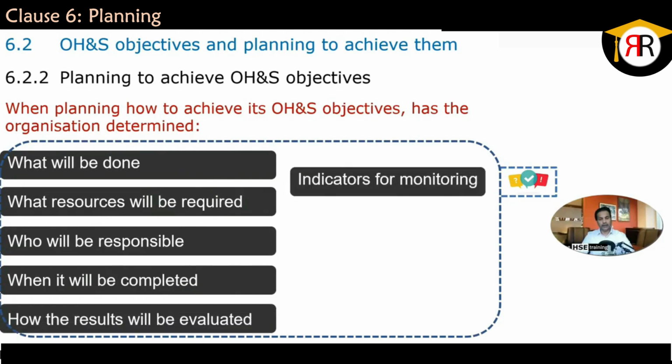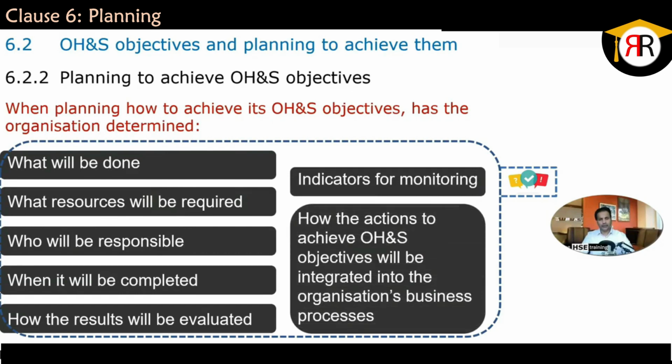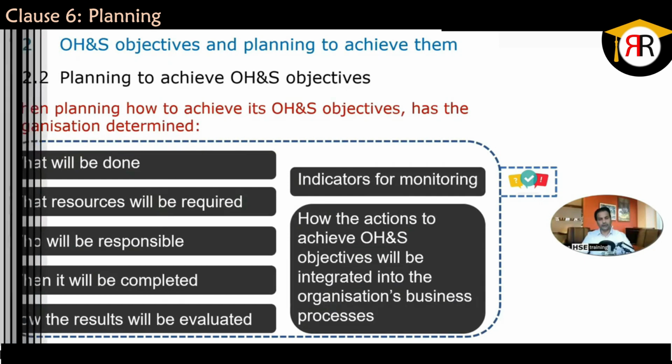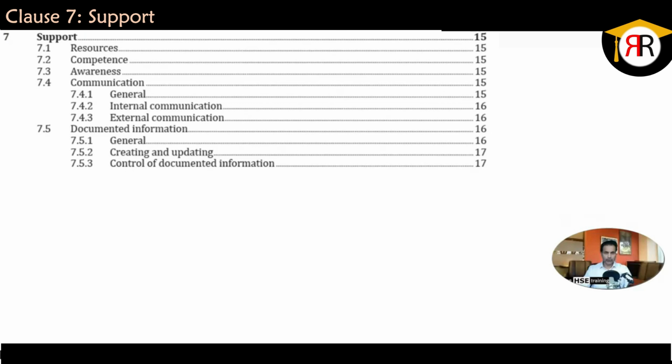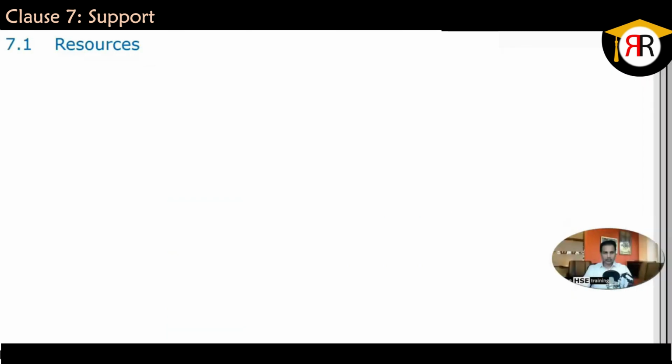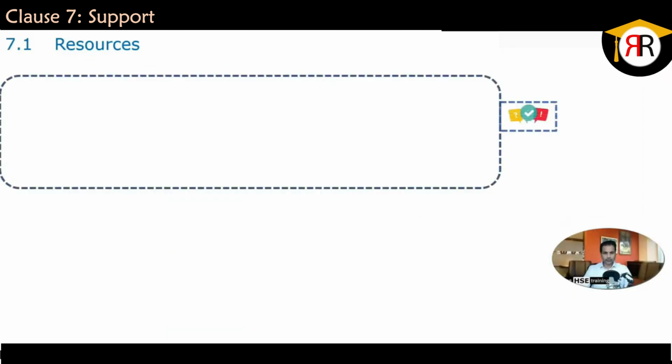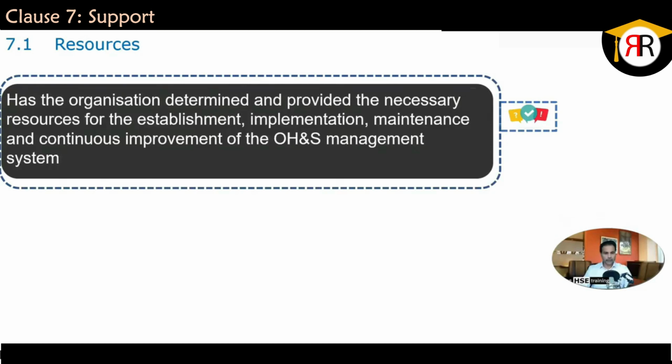Let's not forget the indicators for monitoring and also how the actions to achieve the OHS objectives will be integrated into the organisation's business processes. Clause 7 deals with support, and as with Clause 6 and 5, there's a lot of subsections involved, so please take your time. Clause 7.1 is about resources, and here has the organisation determined and provided the necessary resources for the establishment, implementation, maintenance and continuous improvement of the OHS management system?